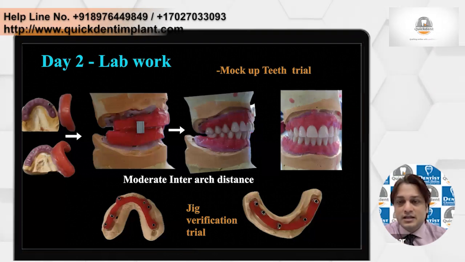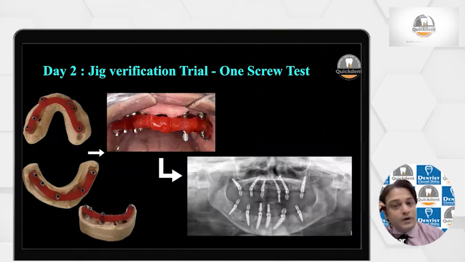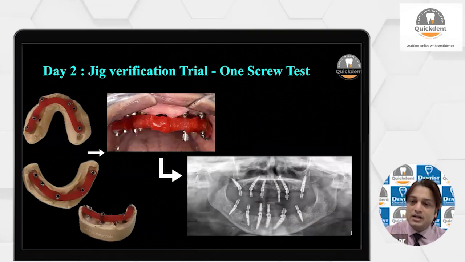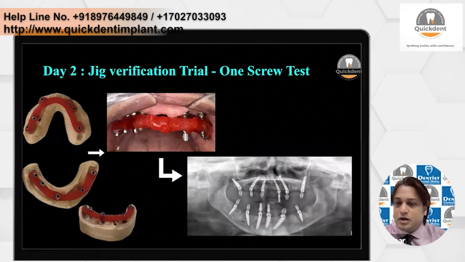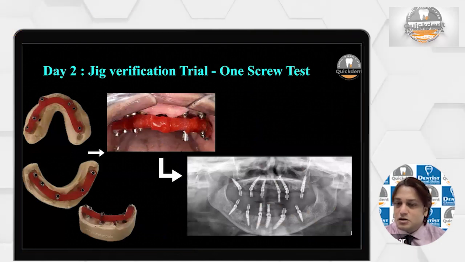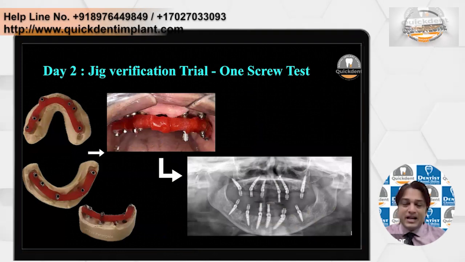And we will recheck the jig in the patient's mouth. Again, if there is any lifting when the one screw test is done, we cut that and we rejoin it. And we again see in the x-ray that all the multi-units are sitting accurately and only one screw is attached in each of the jaws. You can see that unless this is done, you will not get a passive prosthesis.